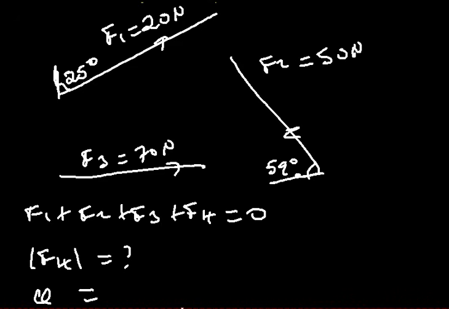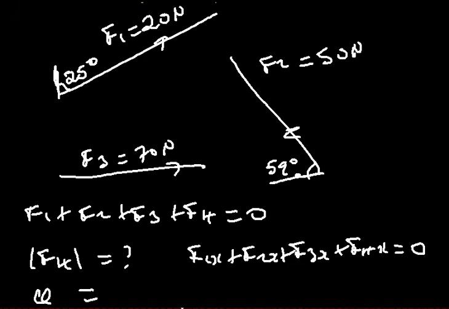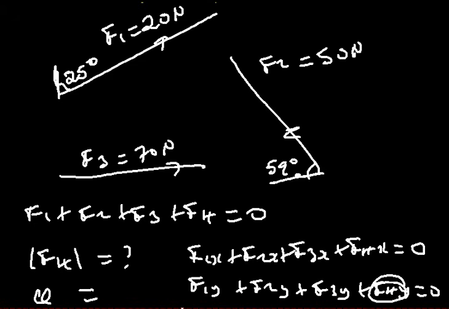So you do it in the same way we have recently talked about. Since the sum is 0, it means F1x plus F2x plus F3x plus F4x is equal to 0, where you solve for F4x. And in the same way, F1y plus F2y plus F3y plus F4y is also equal to 0. You solve for F4, then you have the magnitude as well as the direction.